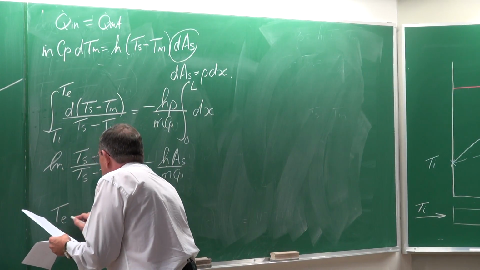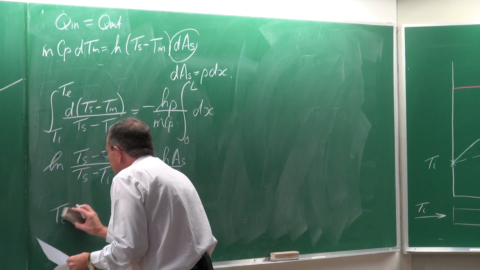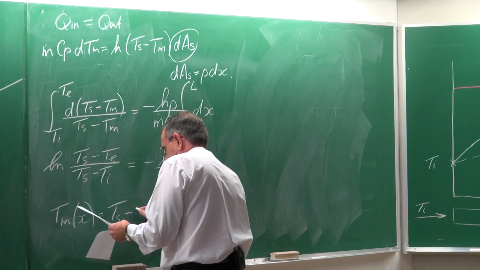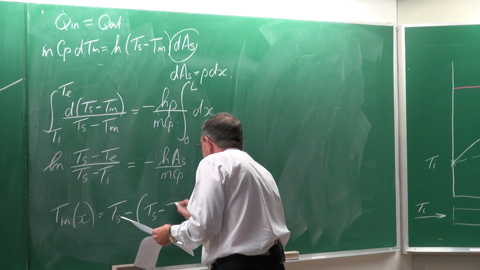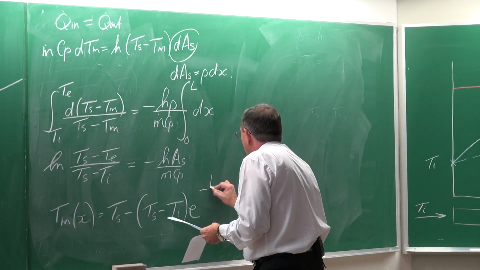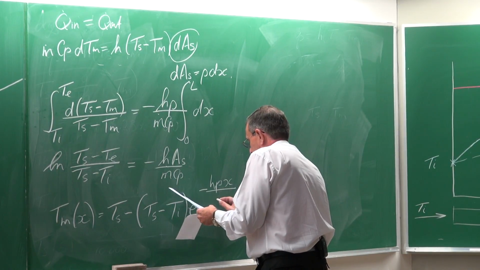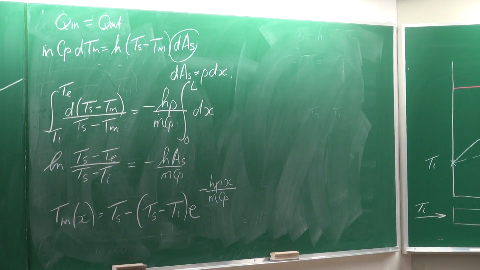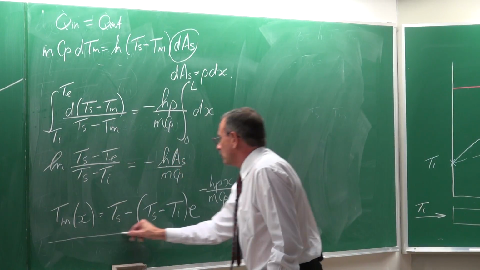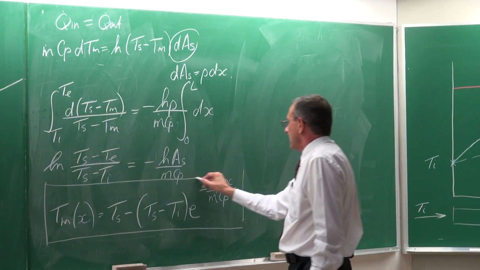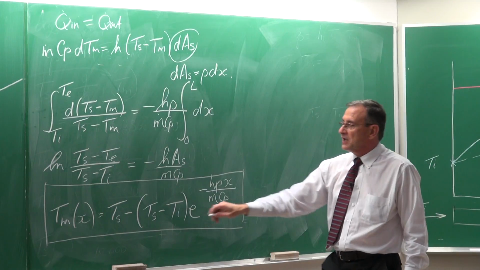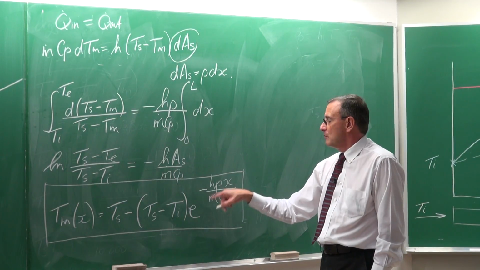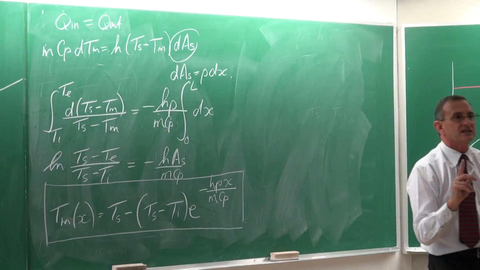So we can derive a general equation giving the fluid temperature as a function of x as Ts minus (Ts minus Ti) e to the minus hPx divided by the mass flow rate and Cp. So this is a general equation that can be derived. It gives the fluid temperature as a function of x, equal to the surface temperature minus (Ts minus Ti) e to the minus hPx divided by the mass flow rate and Cp.